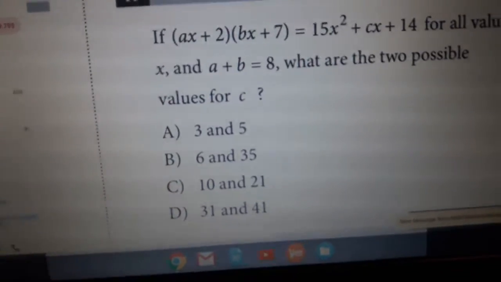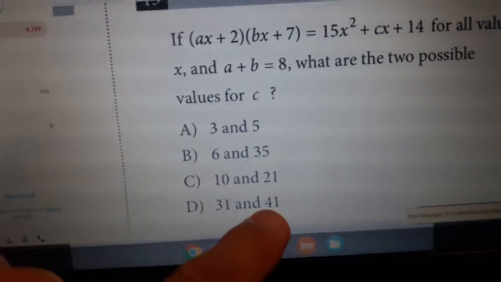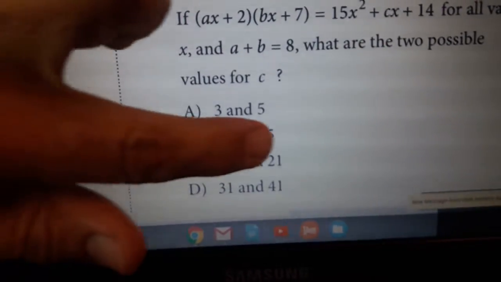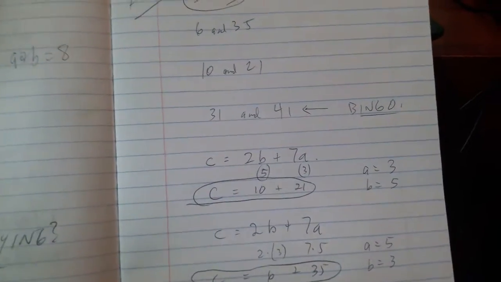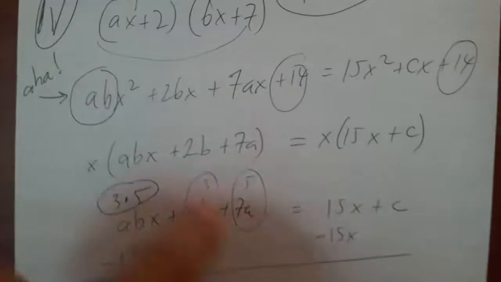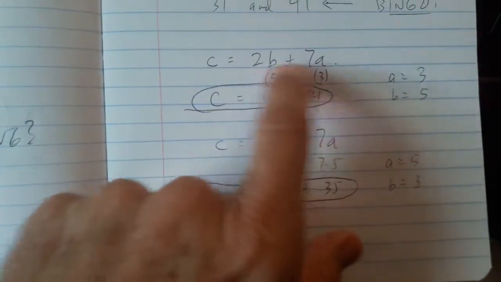Now we're down to these. It turns out that when you add these two together, you get 41. Add these together, you get 31. The test maker wanted to create two pretty close answers. And so when we actually look at this, we know that C is equal to 2b plus 7a. We get that from over here. See, 2b plus 7a equals C. That's what we're trying to find. 2b plus 7a equals C. So now it's just, let's plug in some possibilities for A and B.